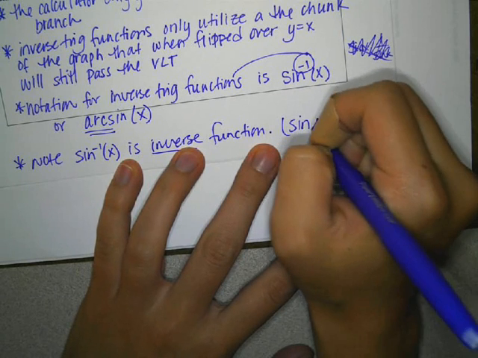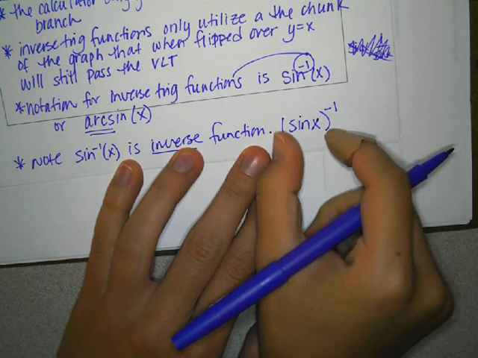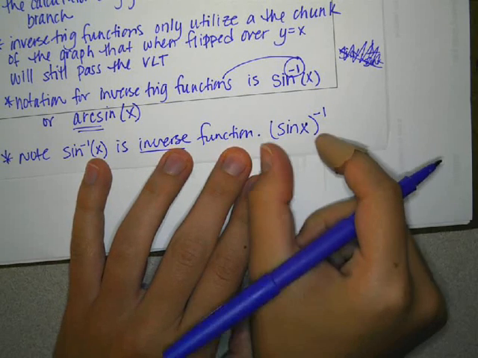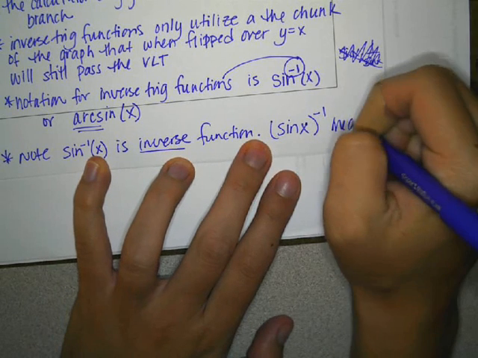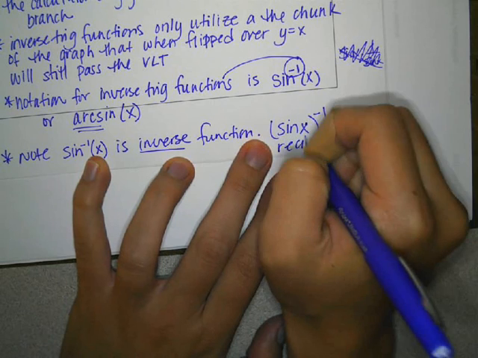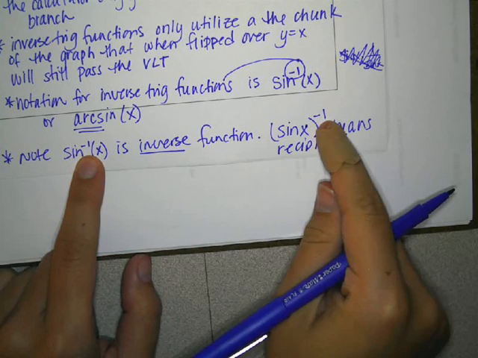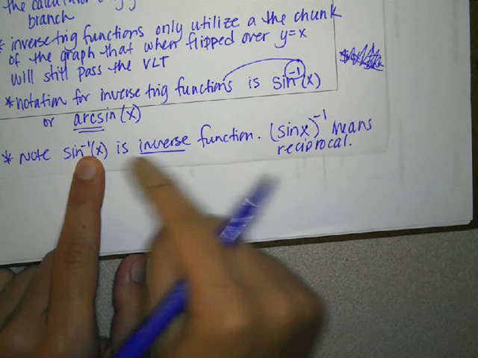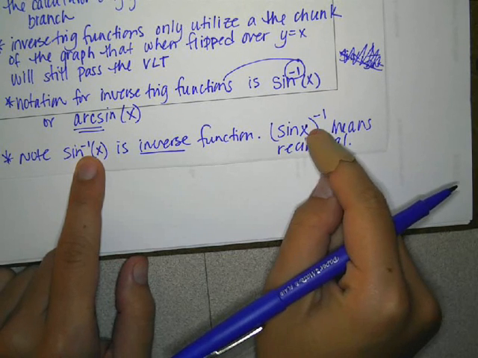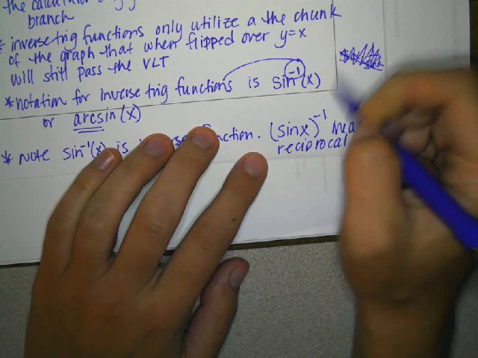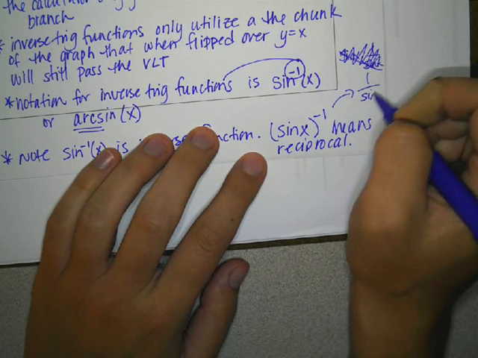Sine of x raised to the -1 means it's the reciprocal. Okay, so where that -1 is located is essential. If it's attached to the sine, it's the inverse function. If it's on the outside with parentheses, then it's the reciprocal, and that would become 1 over sine, not the inverse function.